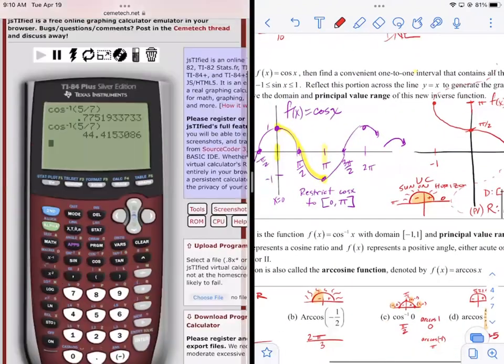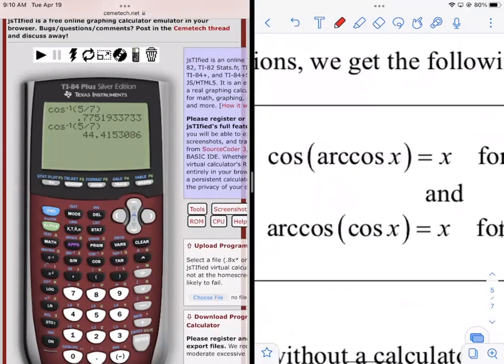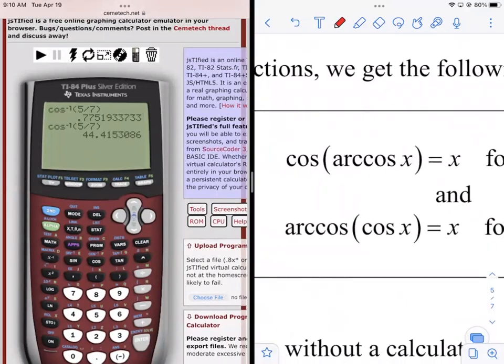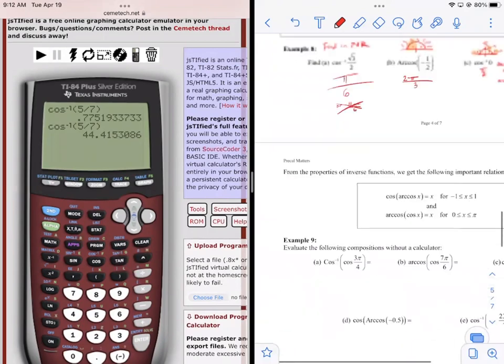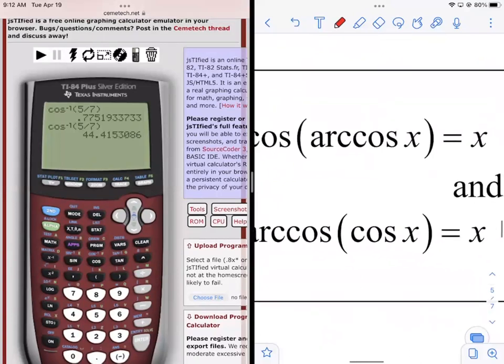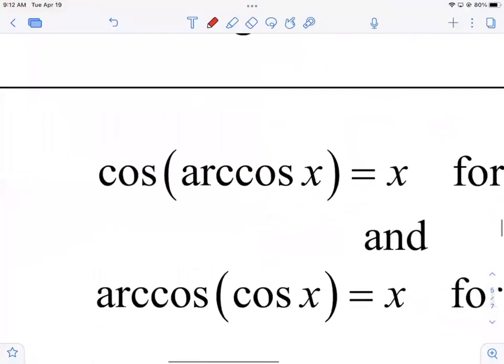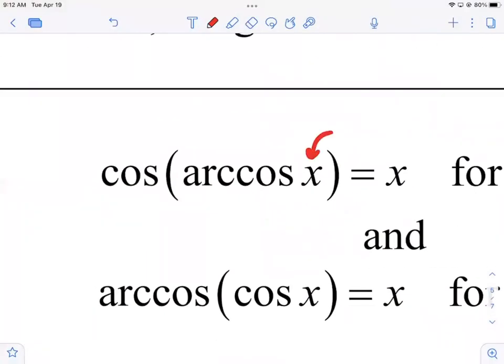Now we can start combining them. We can start doing inverse cosine of cosine. We can start composing back to back. Now, very similar to what we did up here with sine, we're going to do the same thing with cosine. If you look at this one here, the top one, this x is a what? Angle or a ratio? It's a ratio. We're starting with a ratio.